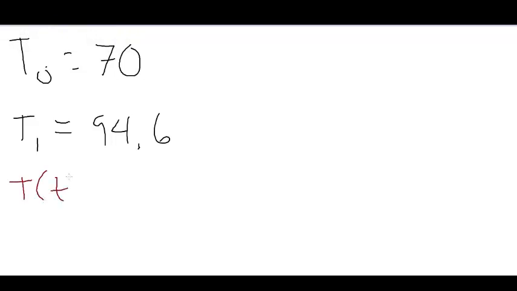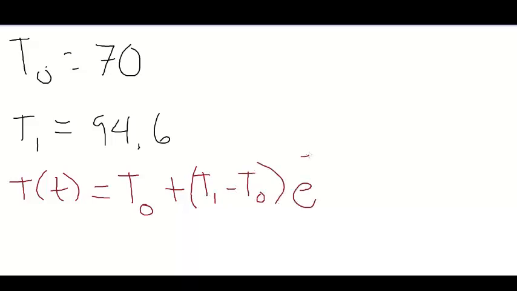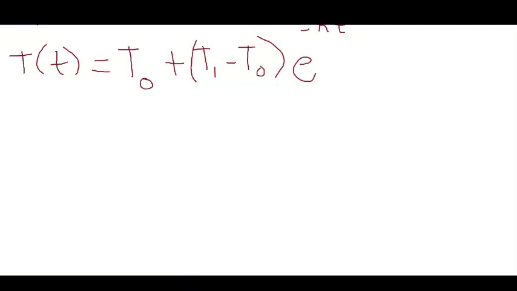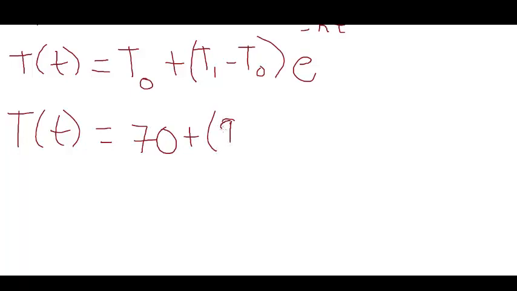So this is our Newton's law of cooling. Let's write that down one more time. We have T of t equals T naught plus T1 minus T naught times e to the negative kt. And we'll go ahead and plug in everything that we know. Always plug in what you know first. That's going to give me T of t equals, now my T naught was 70, plus, and now I've got the 94.6 minus 70 times e to the negative kt.